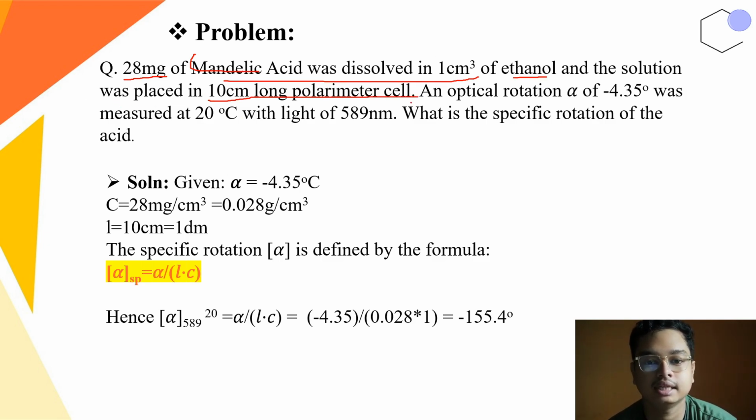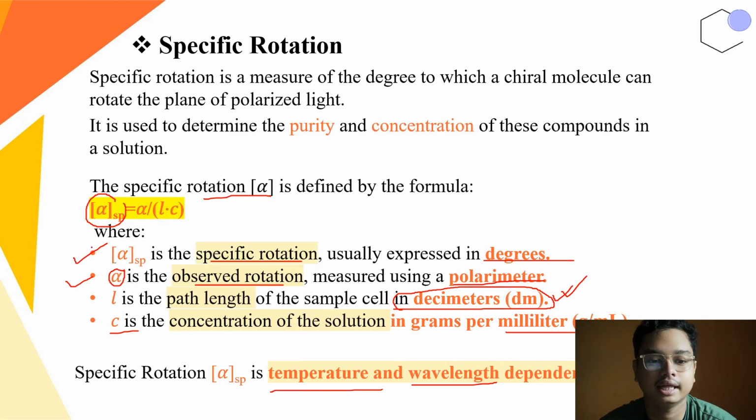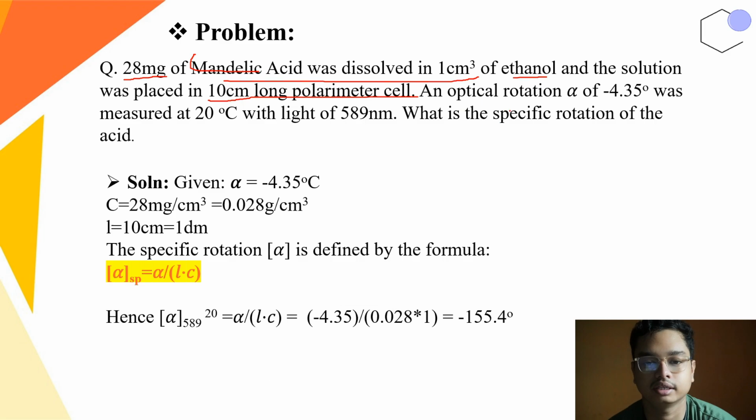The cell length, that is the path length, is given as 10 cm, and an optical rotation alpha of 4.35 degrees was measured at 20 degrees centigrade with light of 589 nanometers. So the temperature and the light wavelength are already given. So what is the specific rotation of the acid? We have to determine this alpha SP.